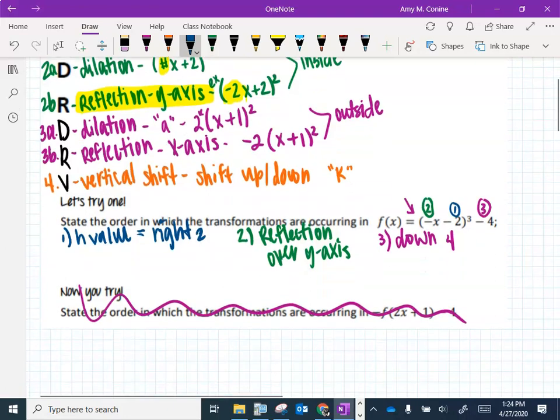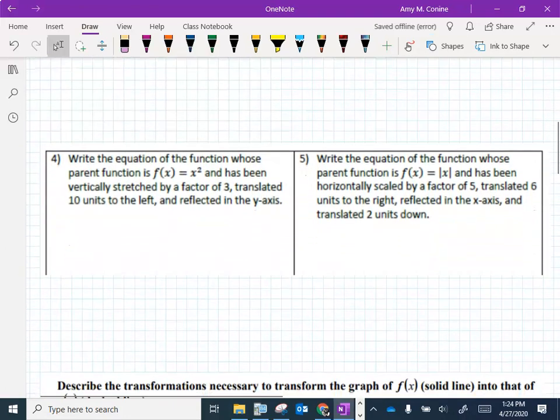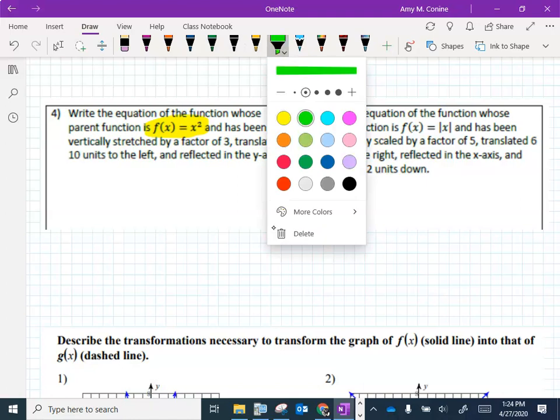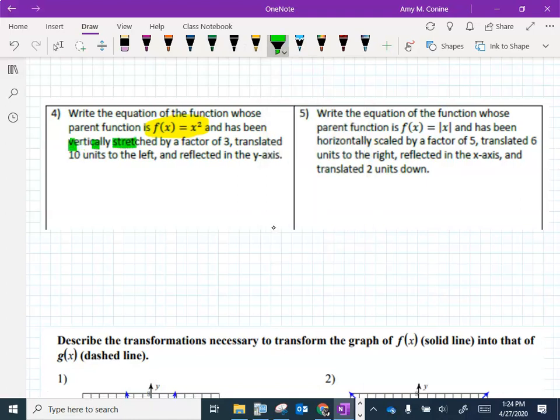We're going to take a look at a couple more examples. So we've got number 4 here. Write an equation of the function whose parent function is quadratic, and it has been vertically stretched by a factor of 3, translated 10 units left, and reflected over your y-axis. So we need to write an equation of what that looks like.